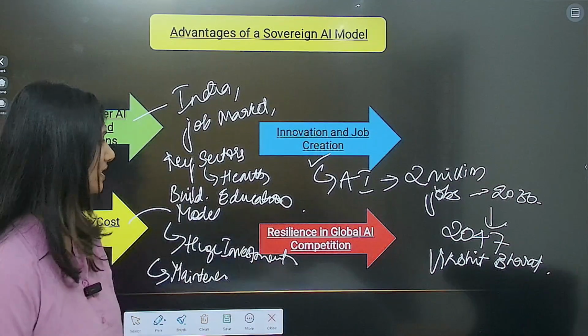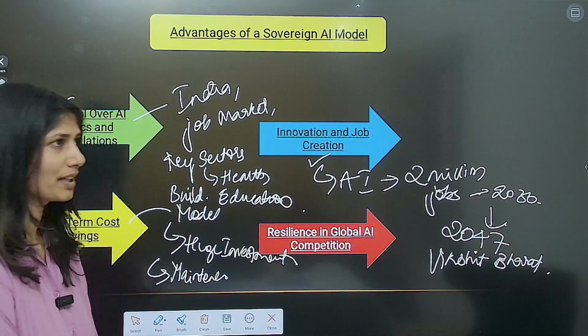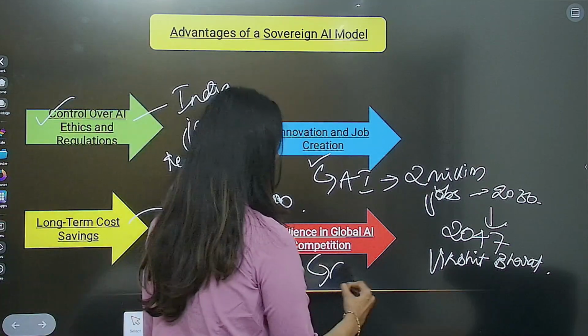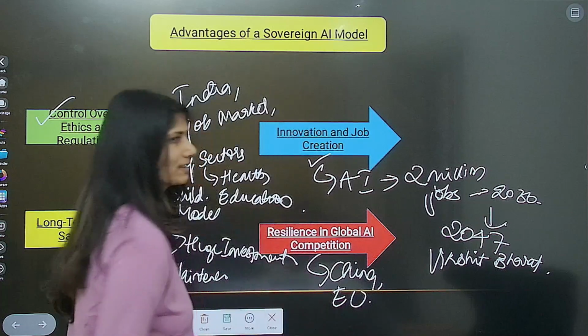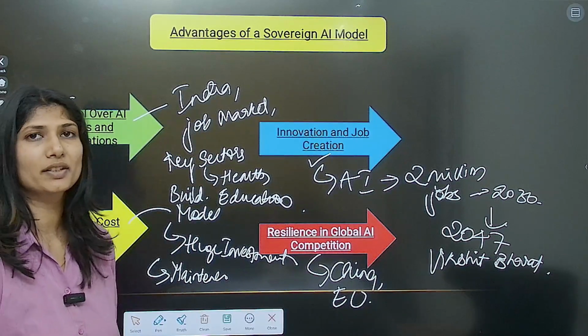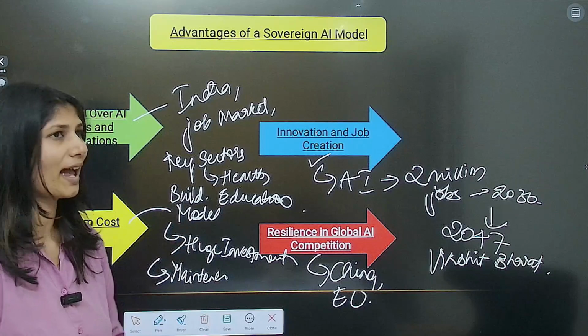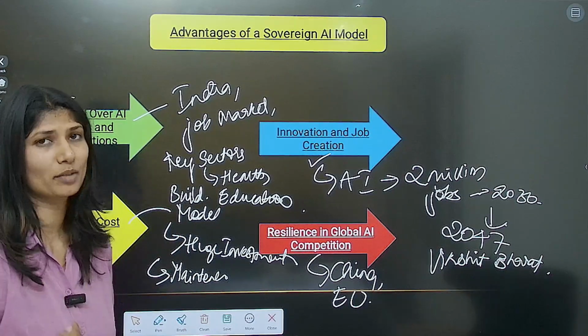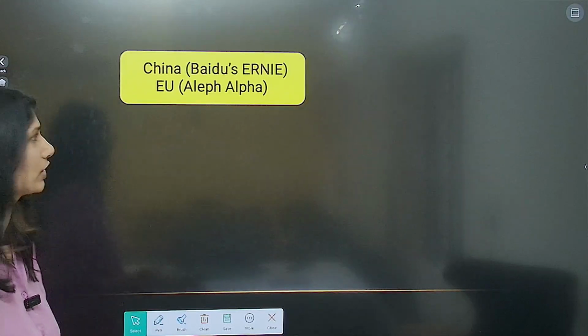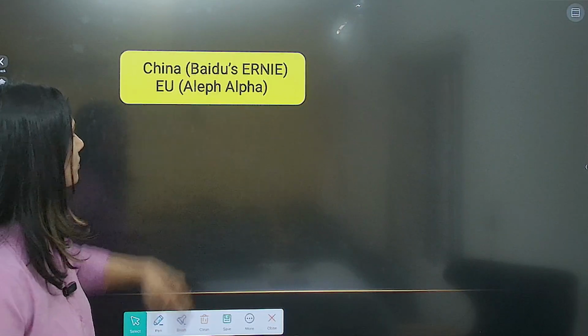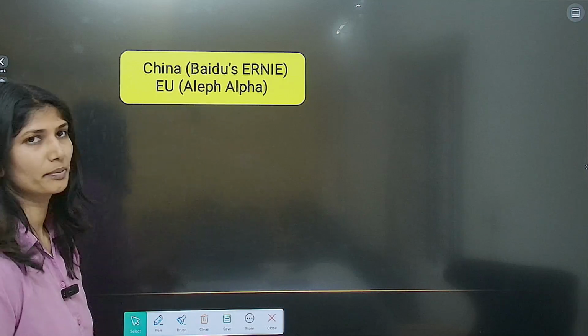And there is huge resilience in global AI competition. Like I mentioned, China and EU are all building their own sovereign AI models so as to reduce their dependence on USA. And if India doesn't act on this, then India will be lagging behind on one of the key important drivers of change in the economy. China's own is Baidu's Ernie and EU is Aleph Alpha.